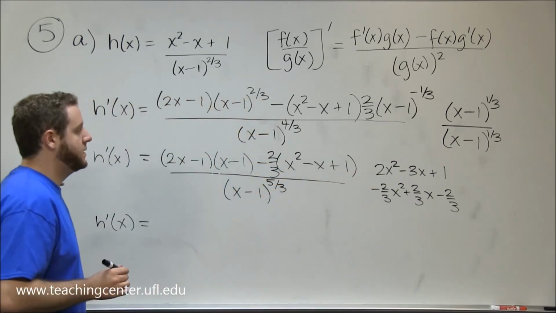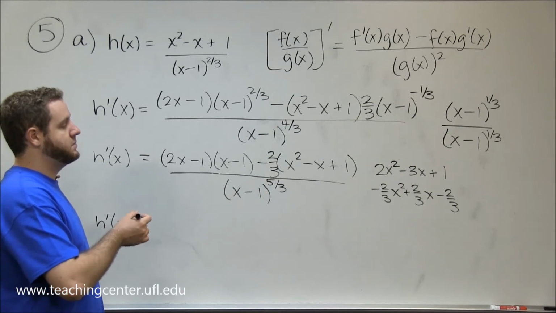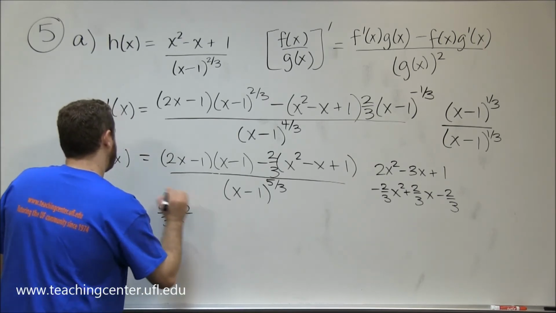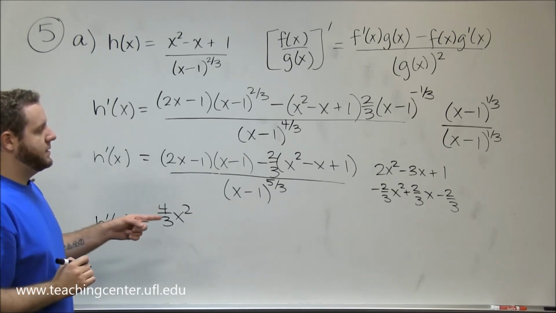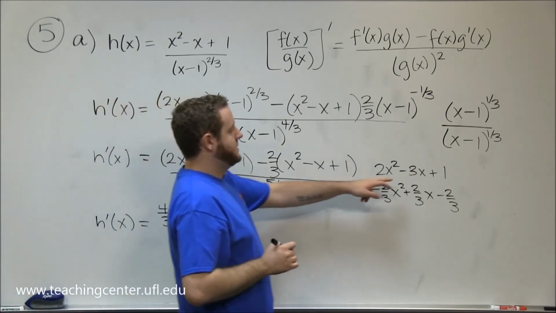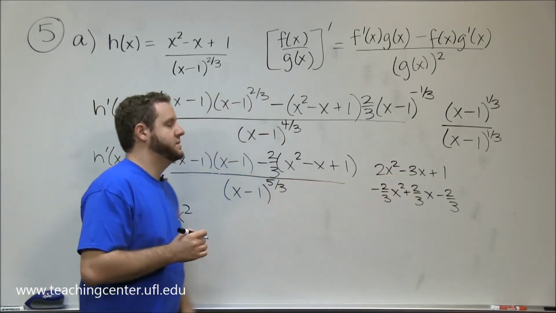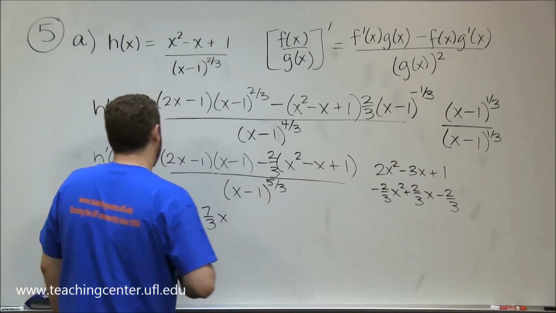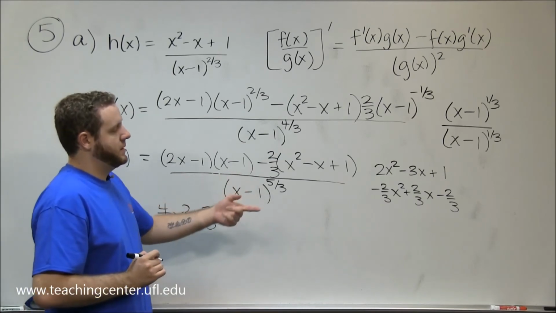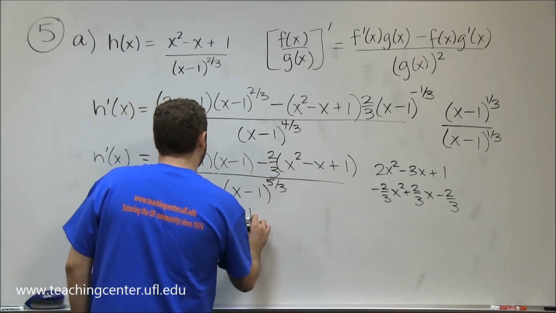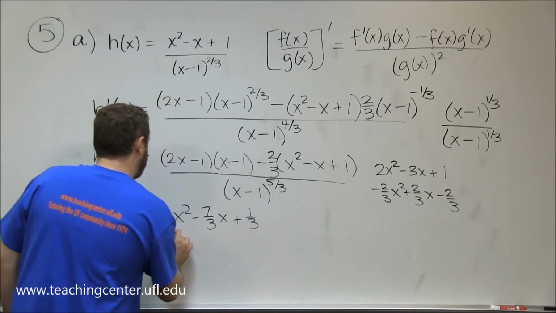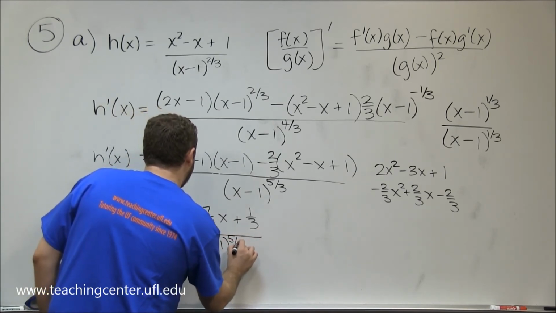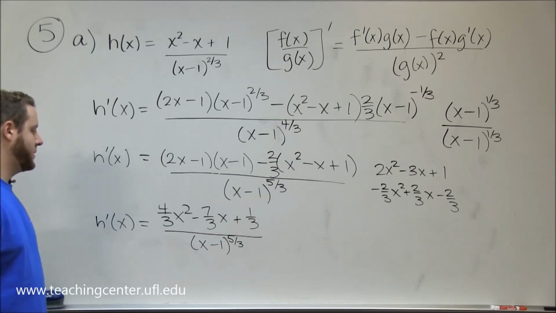That's going to be 6/3 minus 2/3, so that's going to be 4/3 x squared. Negative 3 plus 2/3: that's negative 9/3 plus 2/3, which gives us minus 7/3 x. Then we have 1 minus 2/3, which gives us plus 1/3, all over x minus 1 to the 5/3.